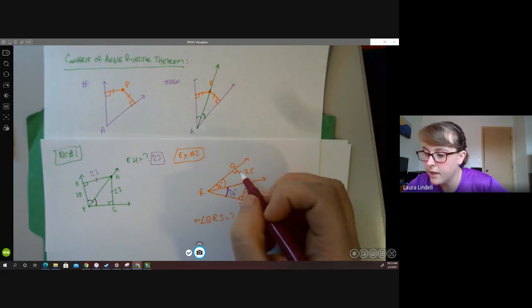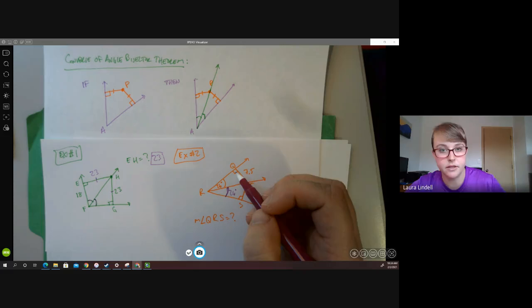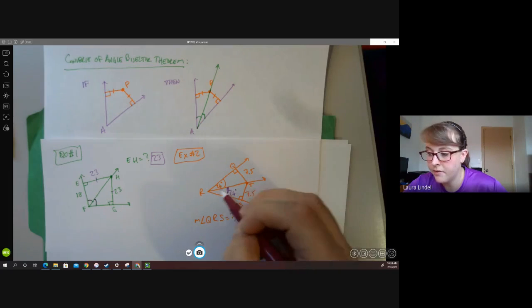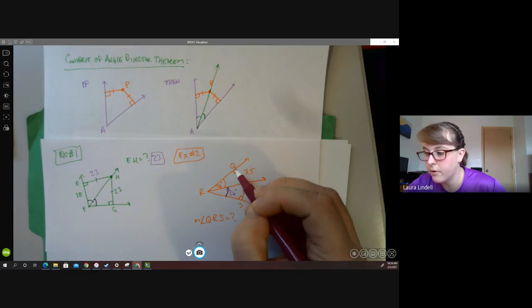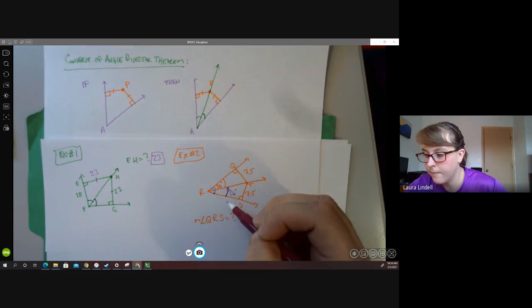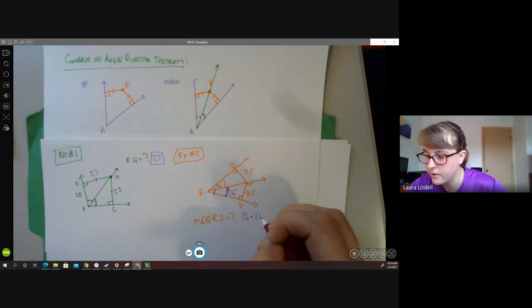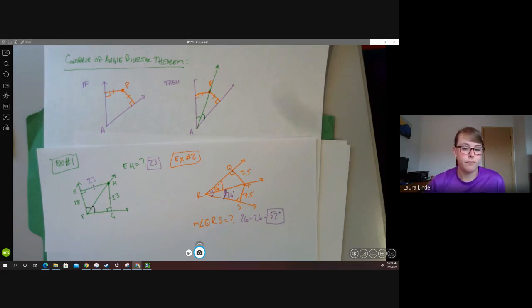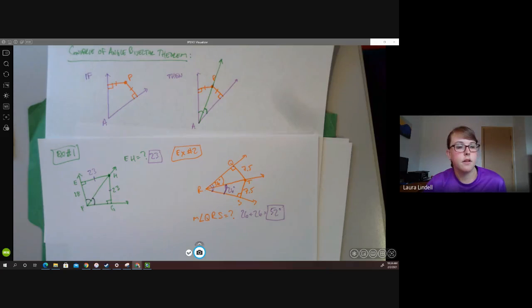So if they are both 26, the only thing that we really have to pay attention to, because this is what trips people up, is what angle are we asked for? We are not asked for angle TRS. We want to know what is angle QRS, which is the whole enchilada. So that means we need to add them together, 26 and 26, to give us 52 degrees for the whole entire thing. The thing that trips people up the most, again, is not paying attention to what they've been asked for. So make sure you look and double check what you're supposed to be finding.